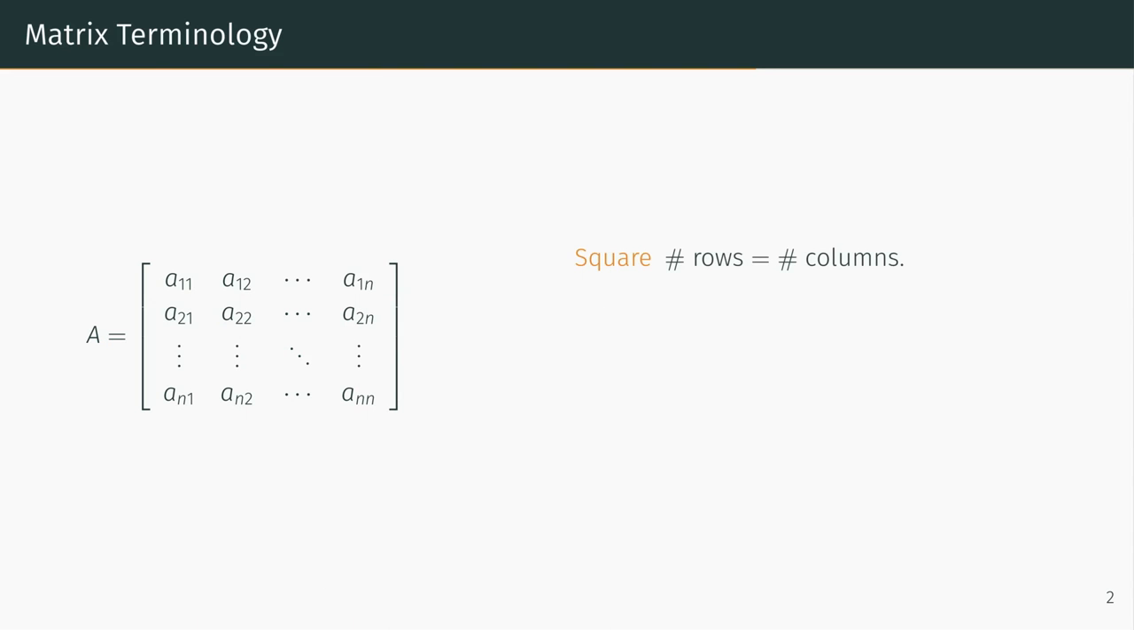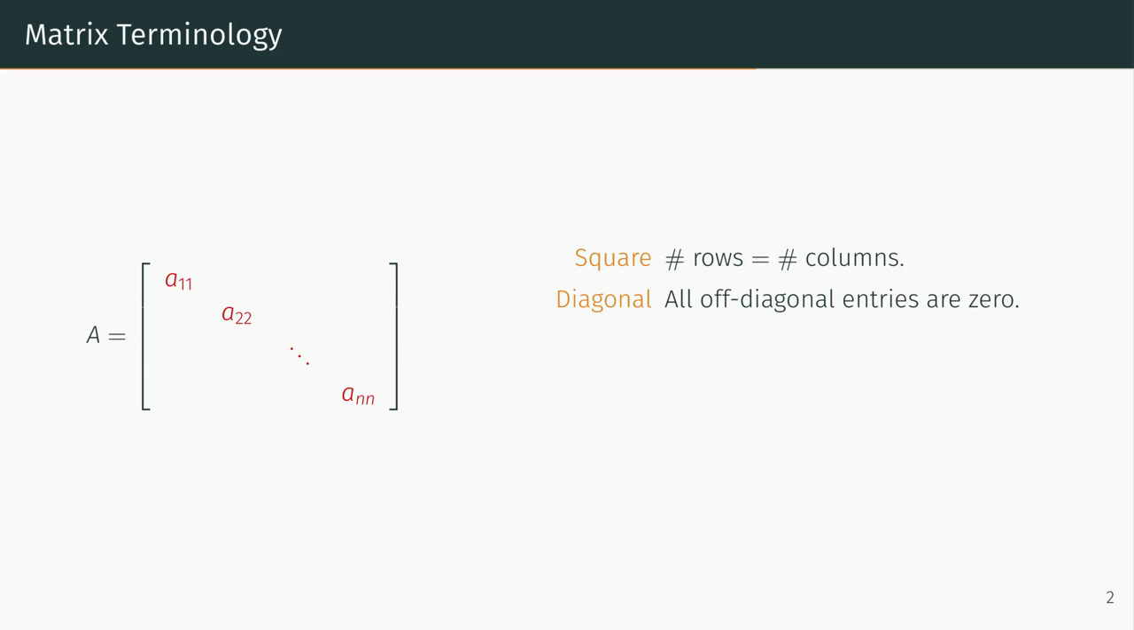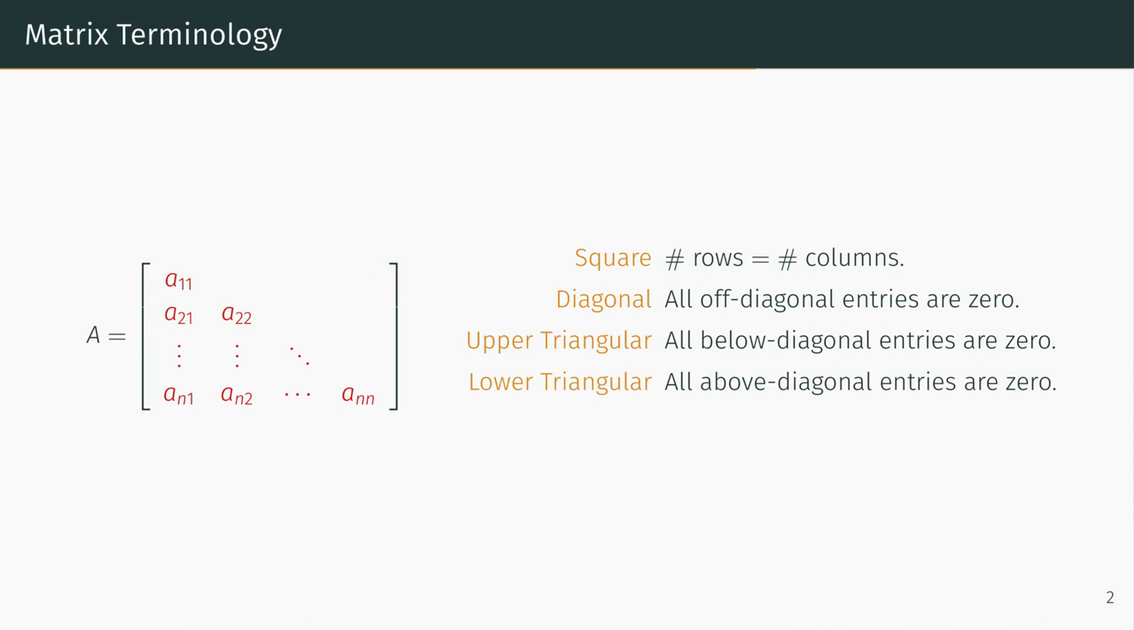A matrix is called square if it has the same number of rows as columns. The diagonal of a matrix consists of the entries that lie on the same row as column, and a matrix is called diagonal if all entries off the diagonal are zero. A matrix is called upper triangular if all entries below the diagonal are zero, and lower triangular if all entries above the diagonal are zero. That is, a matrix is upper triangular if non-zero entries exist exclusively in the upper triangle of the matrix, and lower triangular if they are exclusively in the lower triangle.